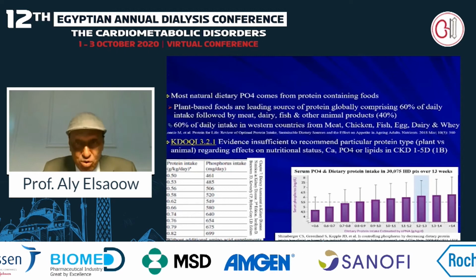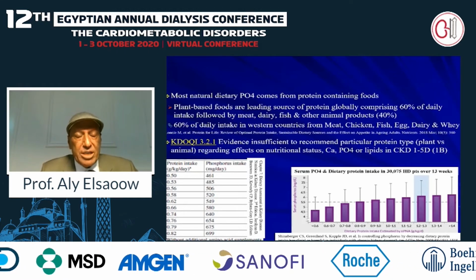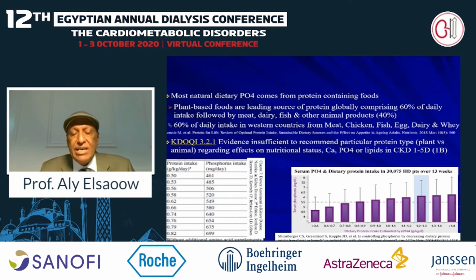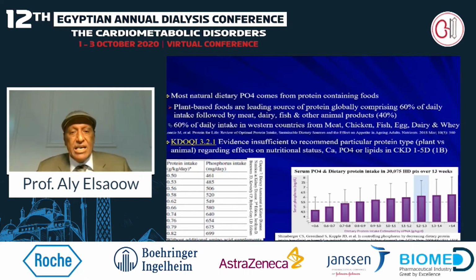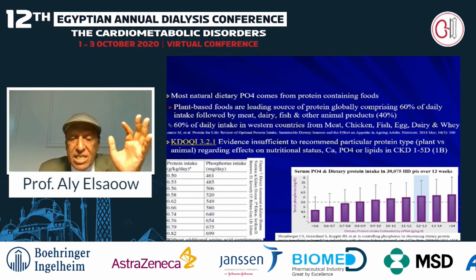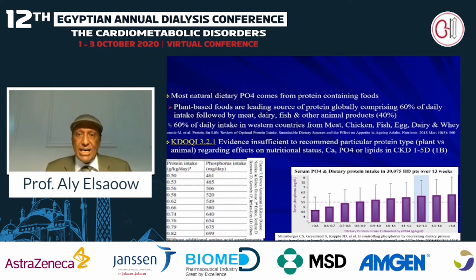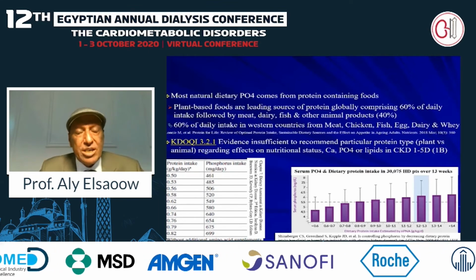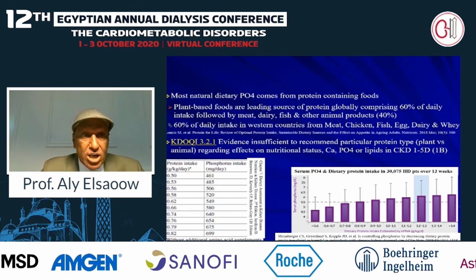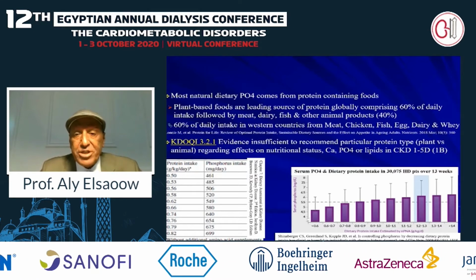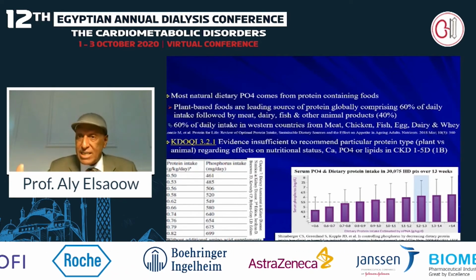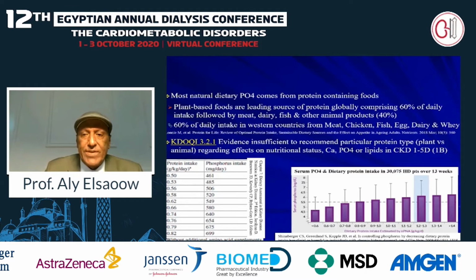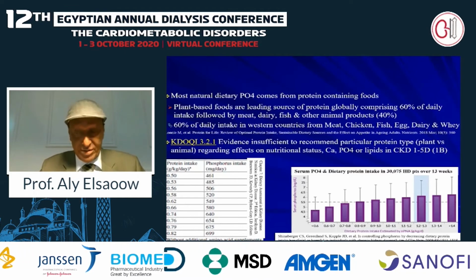And the two diagrams show you that the first on the left shows that the higher the protein intake, the higher the phosphorus intake. The second diagram shows that the higher the protein intake, the higher the serum phosphorus level. So they go hand in hand. You have to restrict protein to restrict phosphorus intake. However, the KDOQI statement suggests the evidence is insufficient to recommend a particular protein type, plant versus animal, regarding effects on nutritional status, calcium, phosphorus, or lipids in CKD 1 to 5B.